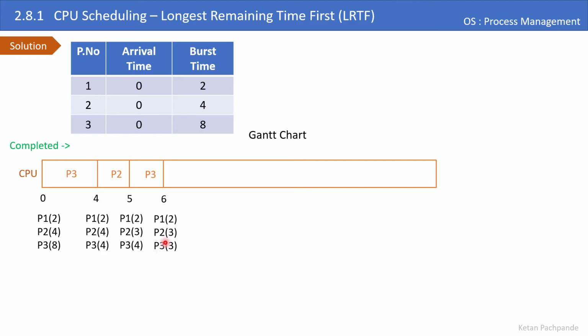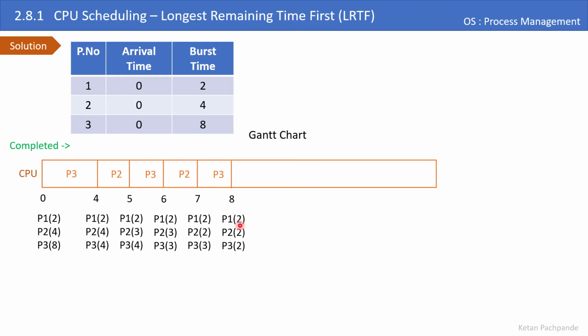At this moment, burst times of P2 and P3 become 3 and 3. Again there is a tie, so we will follow chronological order and the chance is given to P2. At time t is equal to 7, the burst time is reduced by 1 for the process P2, and P3's remaining time is 3. So P3 again is the larger process here, so I am going to schedule P3 for 1 unit of time.